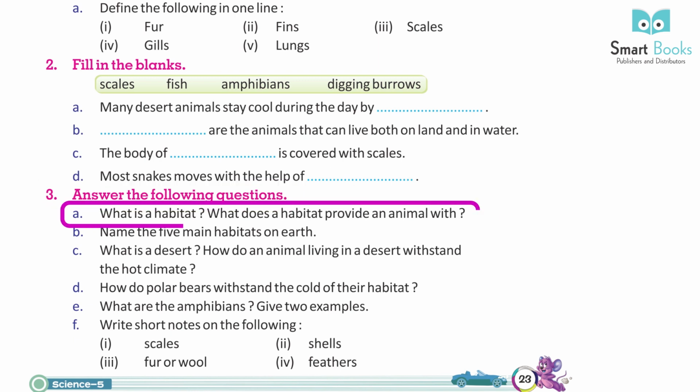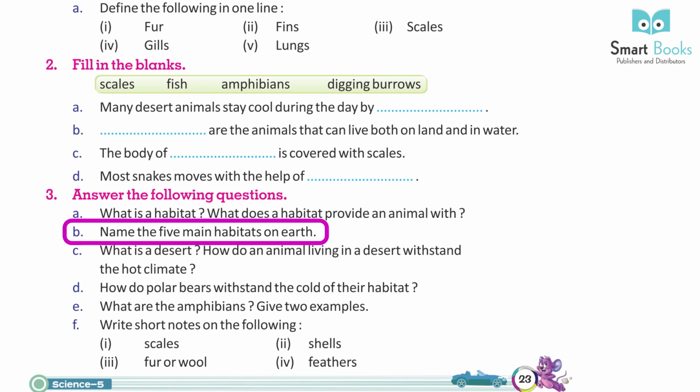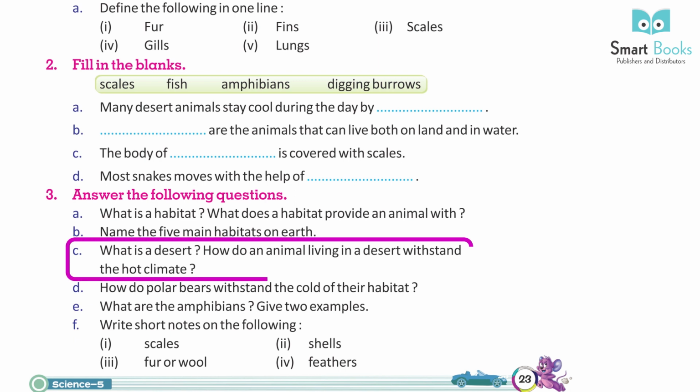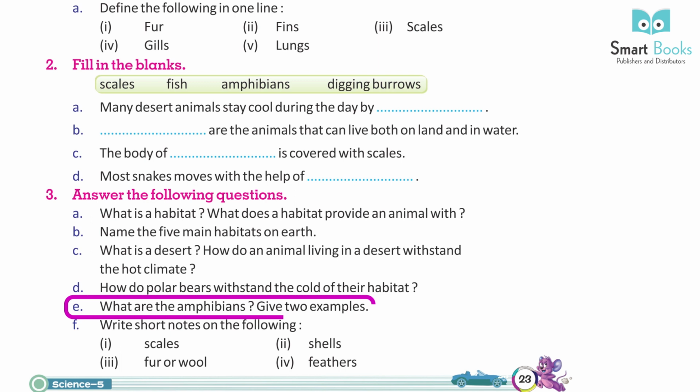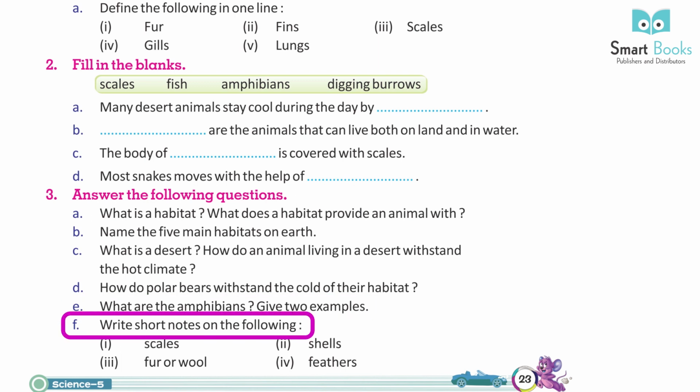A. What is a habitat? What does a habitat provide an animal with? B. Name the 5 main habitats on earth. C. What is a desert? How does an animal living in a desert withstand the hot climate? D. How do polar bears withstand the cold of their habitat? E. What are amphibians? Give 2 examples.